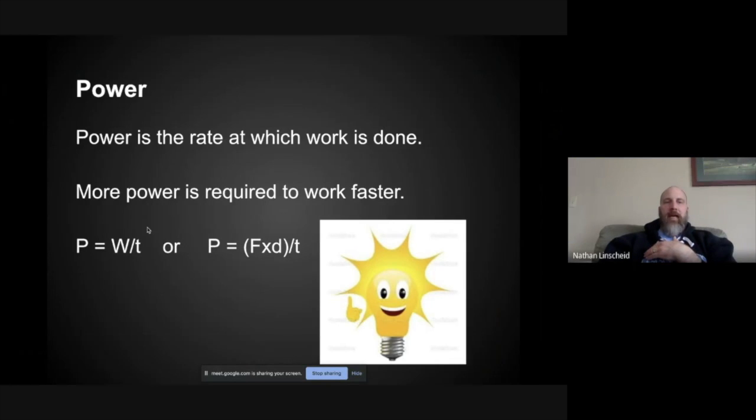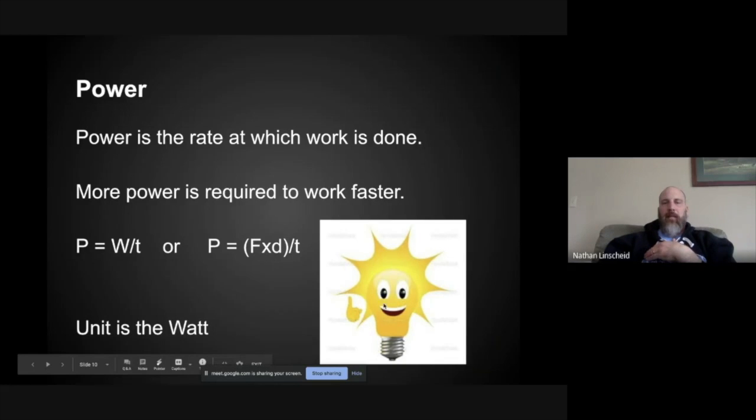Mathematically, we figure that out by this equation: power equals work divided by time. Another way, since work is force times distance, I can write the equation as force times distance divided by time. And power is measured in a unit called the watt. So why do I have a light bulb here? Because a lot of times when we look at light bulbs, we want to know how many watts that light bulb is. All right, that is it for the notes today.